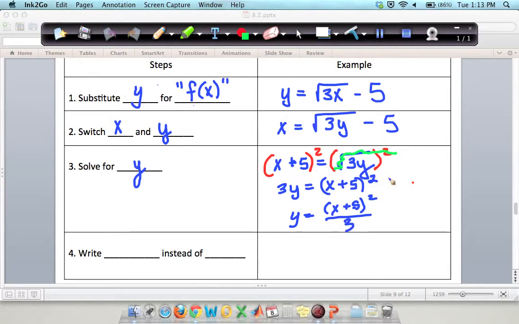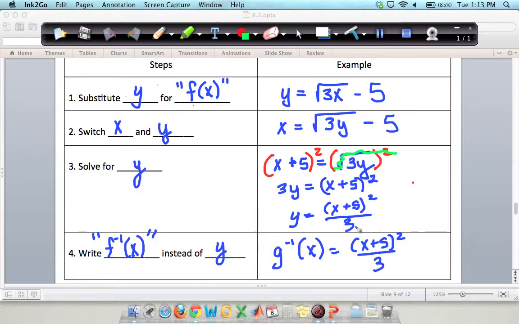Now, if there's something added or subtracted to this x plus 5 squared, I might need to FOIL this out and then combine like terms. But I don't have anything added or subtracted, so I'm just going to leave it the way it is. Okay, and then the last step is I want to show this is the inverse. So instead of writing y equals, the way that you write inverse is f to the -1, but this means f inverse of x. I'm going to put this in quotes again because it just depends on what original letter you started with. Whatever it is, write it as an inverse instead of y. So since we had g, I'm going to write g inverse of x equals x plus 5 squared divided by 3. So this shows that this equation is the inverse of g.